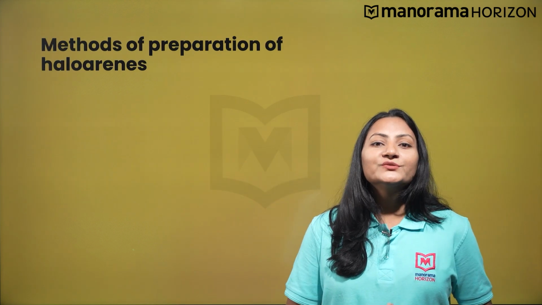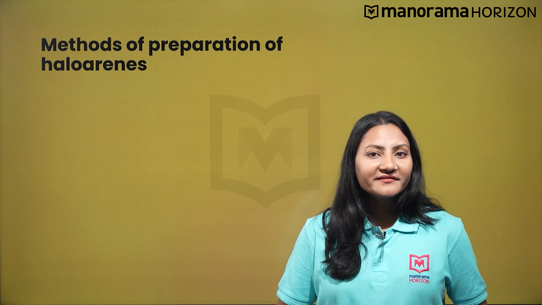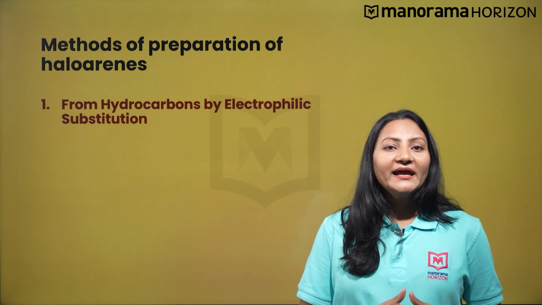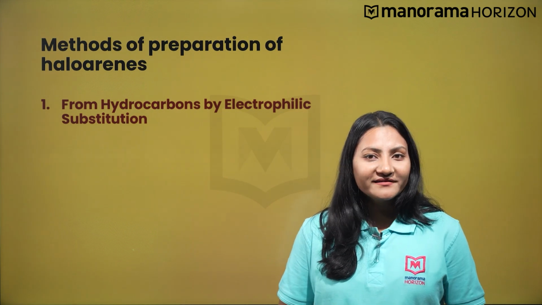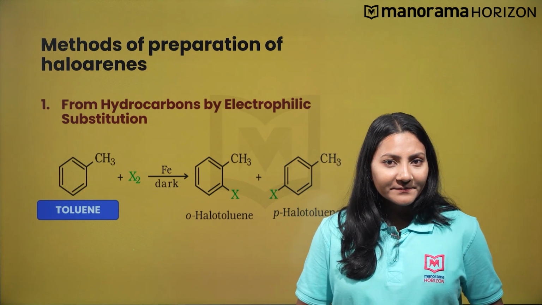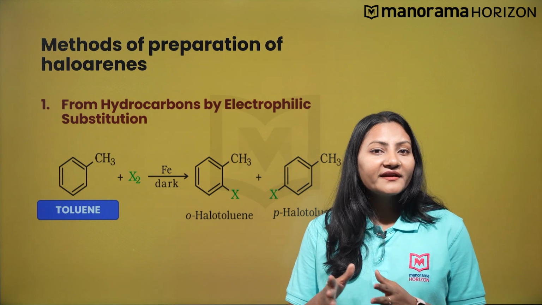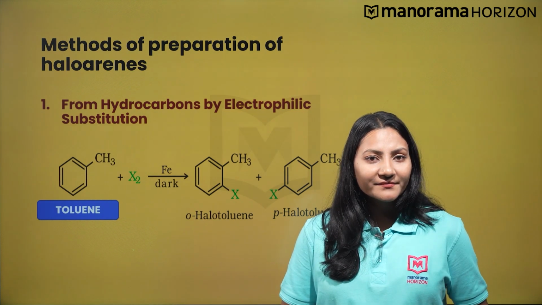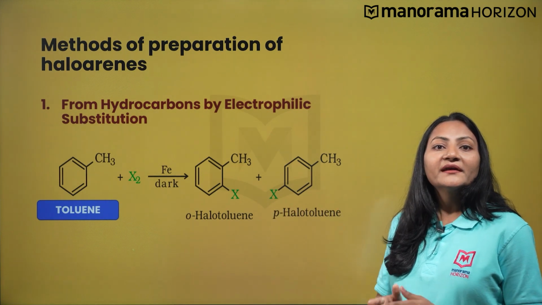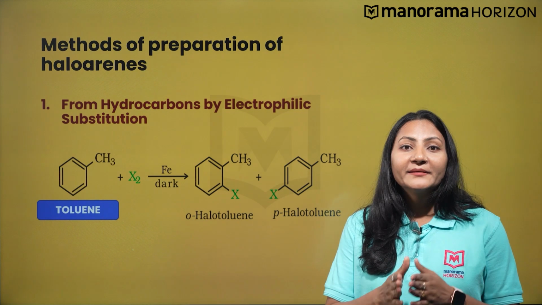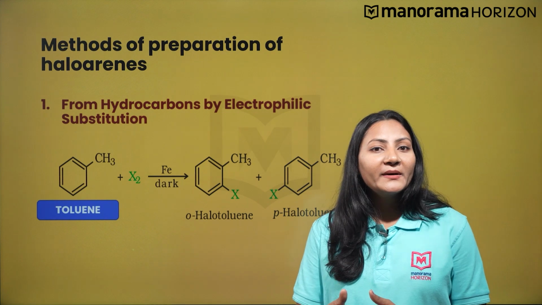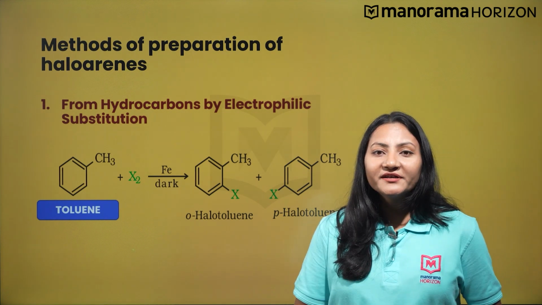Let's now move on to the method of preparation of haloarenes. We can obtain aryl chlorides and bromides by electrophilic substitution of arenes, such as toluene, with chlorine and bromine separately, in the presence of a Lewis acid catalyst like ferric chloride. The ortho and the para isomers obtained in this reaction can easily be separated as their melting points are different. Fluoro compounds are not prepared by this method due to the high reactivity of fluorine.